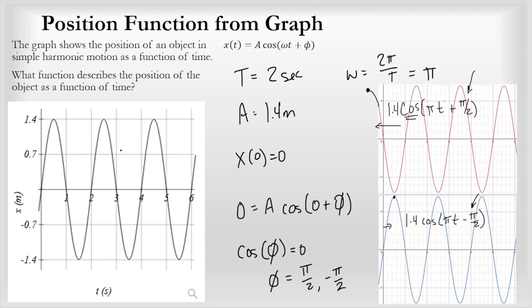So when I'm looking, I just matched up the graphs. When I'm looking at it, I see that I want it to start at 0. Both of these start at 0, which is what the solution told me. But when I look at the graph, I want it to peak next, positively up here, not negatively. And so I know my equation is going to be 1.4 cosine with a minus pi over 2.